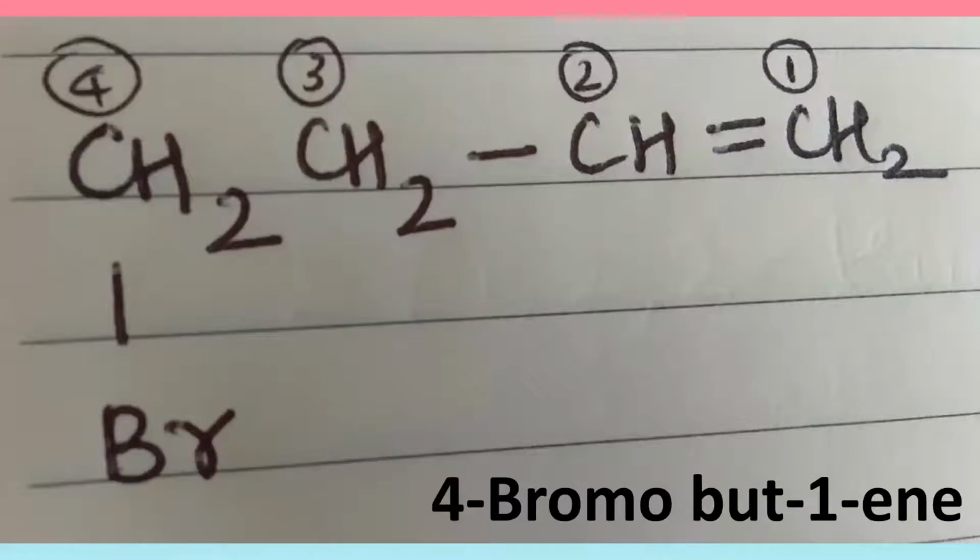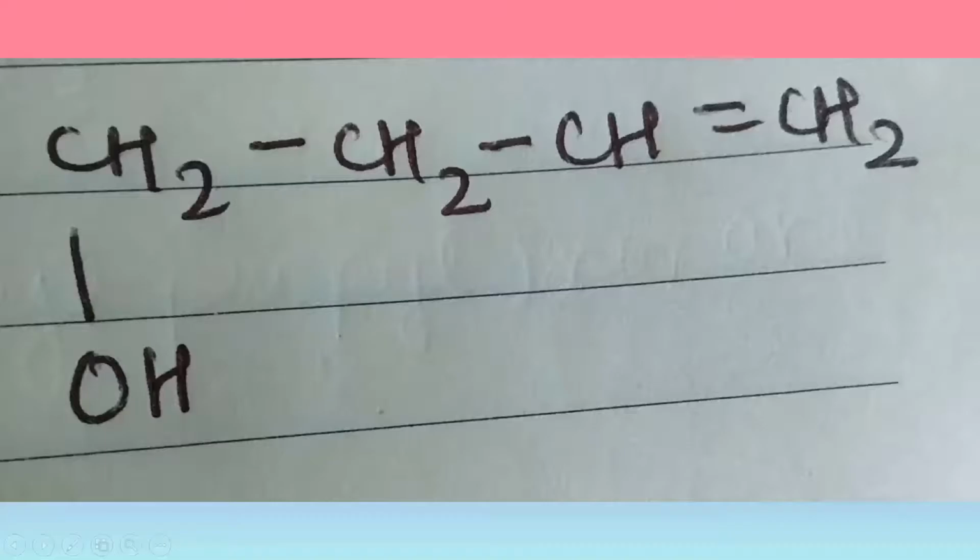4-bromo-but-1-ene, because here the double bond gets more priority than the chlorine or bromine atom, or the halogen atom. So we always write the substituent, and the substituent here is bromine, that is 4-bromo-but-1-ene. Then we write 1-ene because the double bond present here starts with the first carbon.